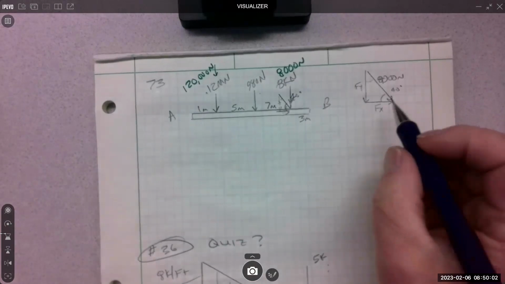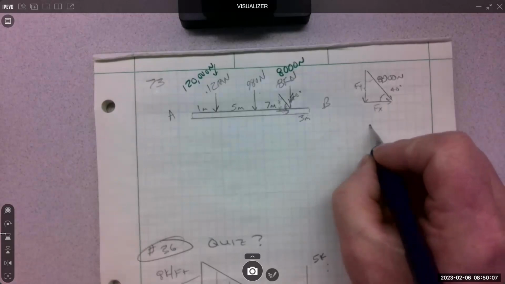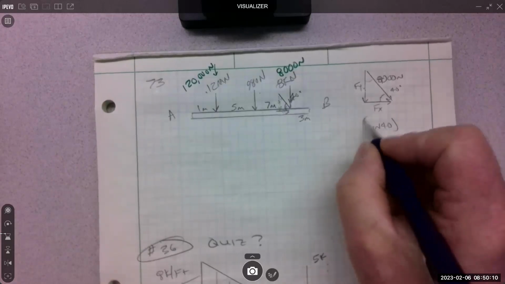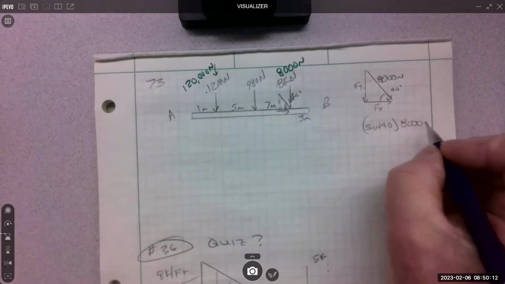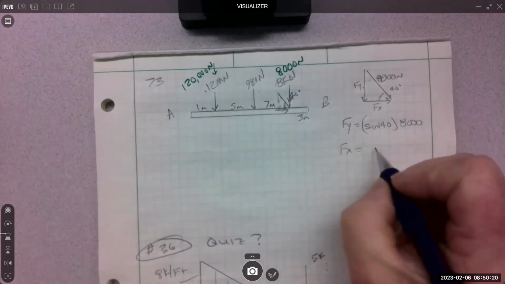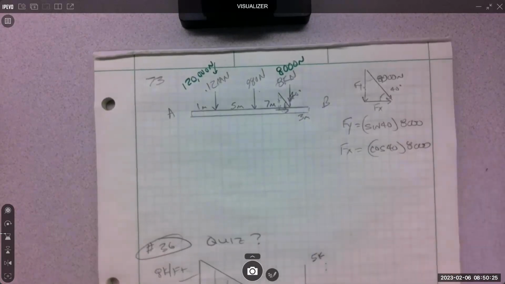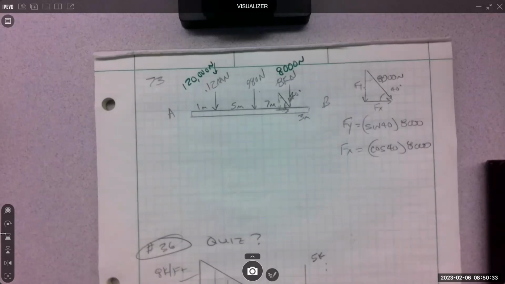So then I know, okay, opposite my 40 is going to be the y. So that's going to be sine 40 times 8,000 is Fy. So then that means Fx is cosine 40 times 8,000. So just pull that vector off to the side, build the triangle, and make sure you get it right. It's worth the extra time just to draw the picture.